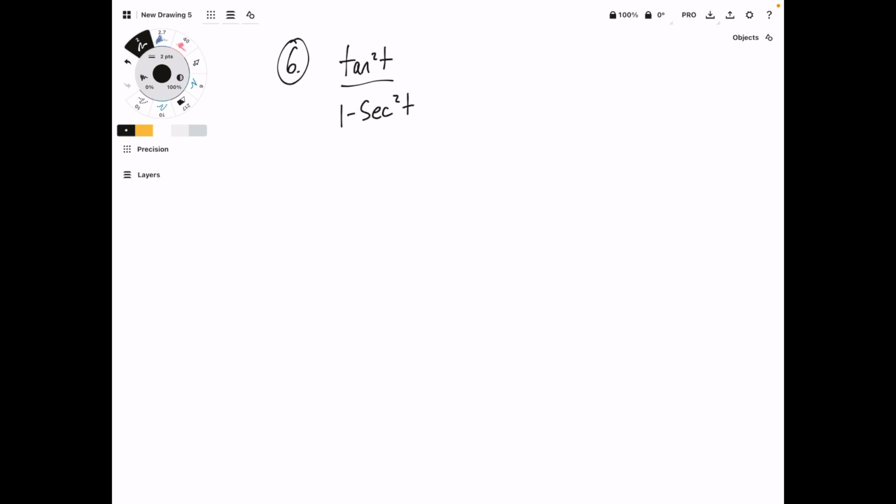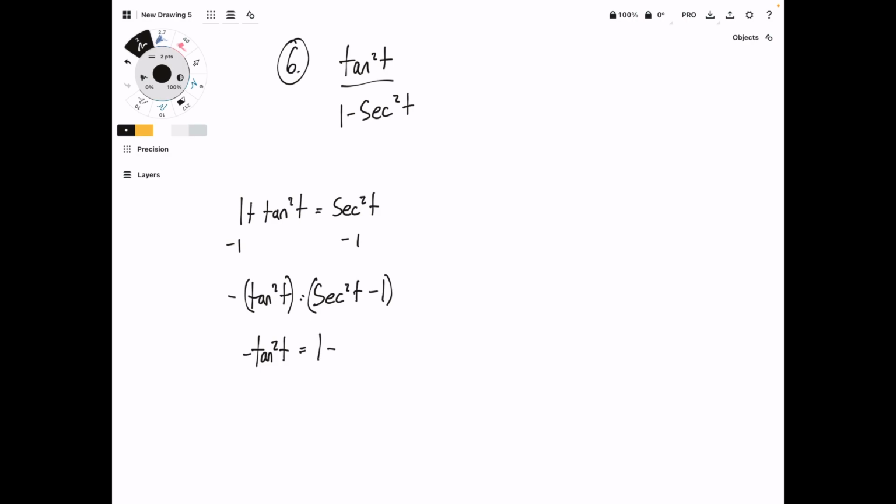tan squared t over 1 minus secant squared t. So if we write out one of our trig identities, which was 1 plus tan squared t equals secant squared t, and then we subtract a 1 across, we'll get tan squared t equals secant squared t minus 1. So it looks similar to this, but it's not quite right. So what we need to do is multiply each side by a negative 1. So we're going to have negative tan squared t equals 1 minus secant squared t.